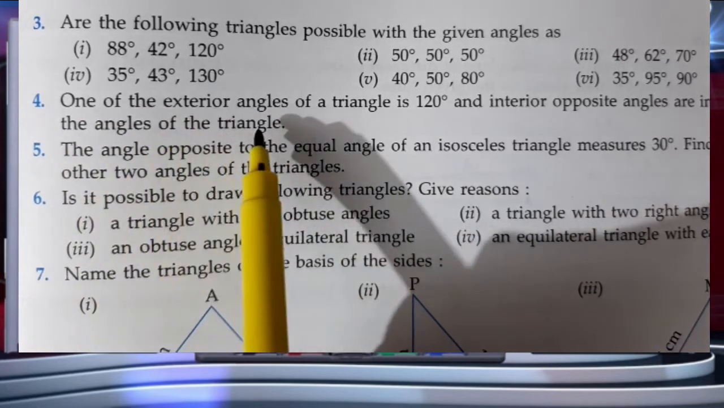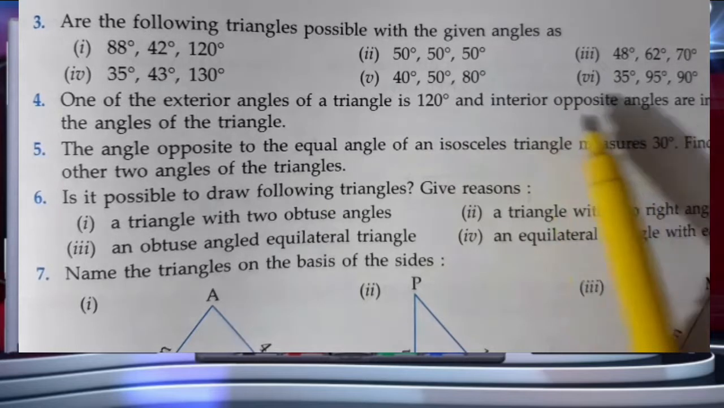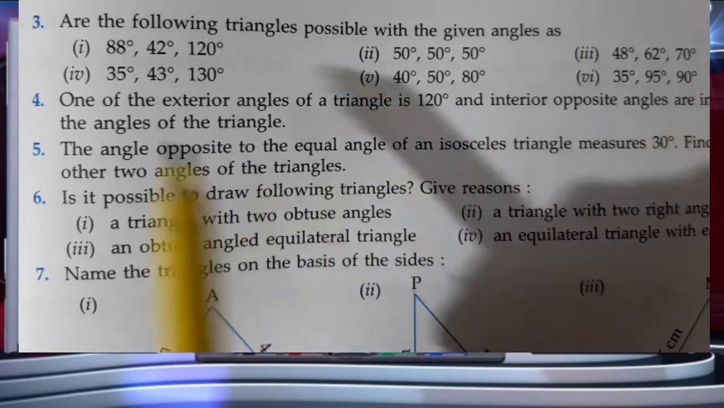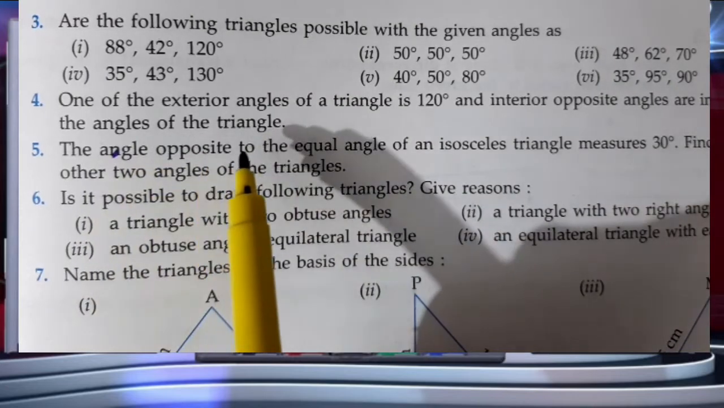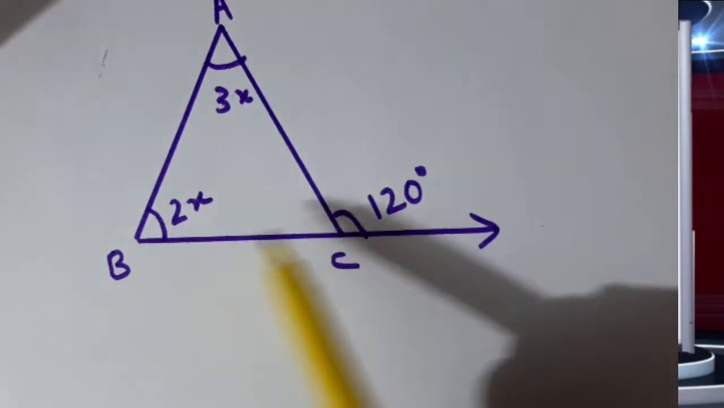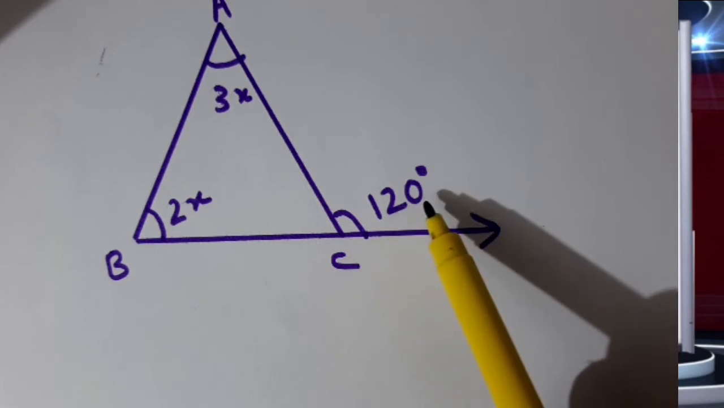One of the exterior angles of a triangle is 120 degrees and the interior opposite angles are in the ratio 2:3. Find the angles of the triangle. Now see students, first of all I have drawn a triangle. The exterior angle is given as 120, so this is the exterior angle, which I have written as 120.